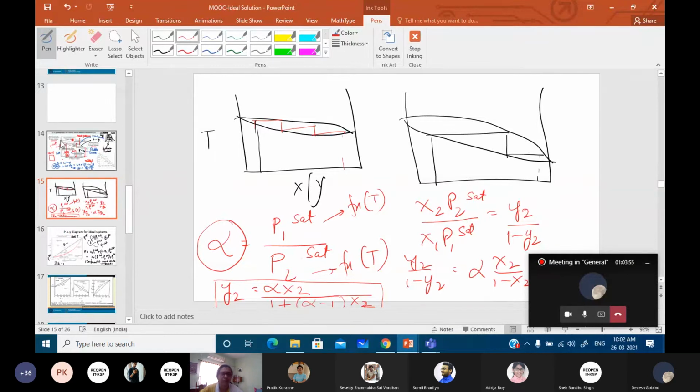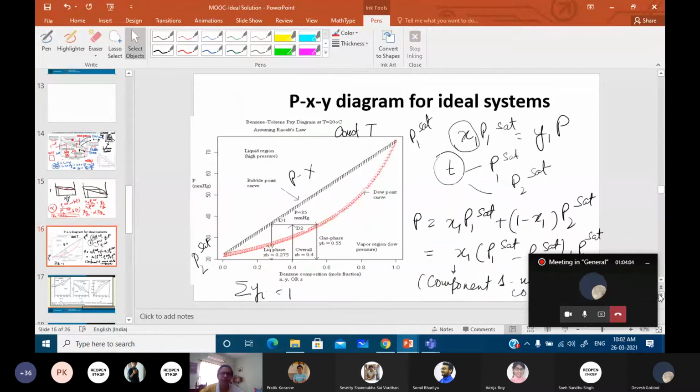One is definitely the equilibrium curves. The other is by expressing it with alpha. So am I clear? This part is clear to all of you? Yes, ma'am. If you observe here in the PXY diagram also, you will see the same thing. In this case also, at high pressure, what do you have? This is again at a constant temperature. So at a higher pressure, what do you expect to have?